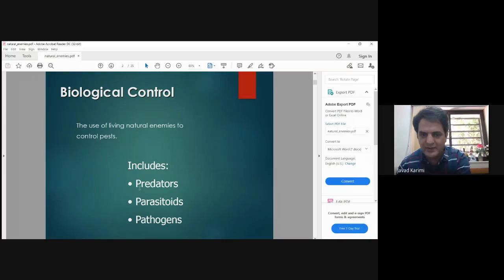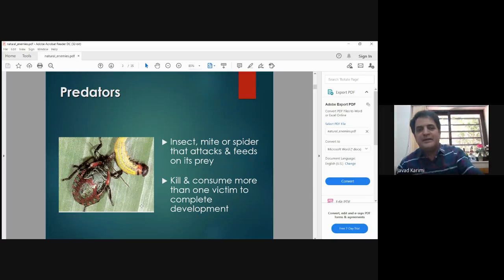As I said in the previous file about biological control, we have three main types of natural enemy for insect pest control: predator, parasitoid, and pathogen. You can name these three types as 3P. 3P means the first P is predator, the second parasitoid, and the third P pathogen. There are three groups of insect natural enemy.